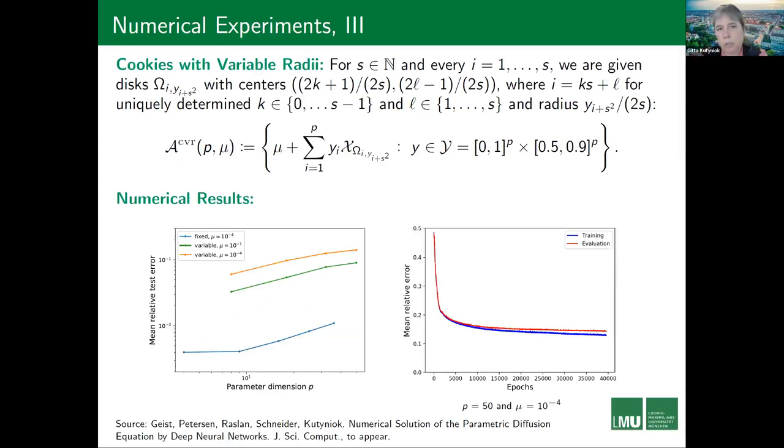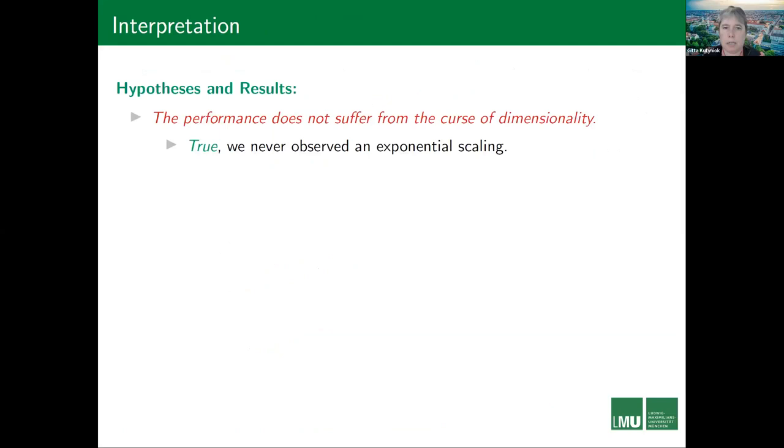Then cookies with variable radii. This is now the non-affine world. Again, if you look at this picture, you see this kind of linear behavior, and again the training goes down very nicely. So apparently the network doesn't really care that much about these different parameterizations, in the sense that you still have this behavior that it doesn't depend in a bad way on the dimension, and the training is also benign.